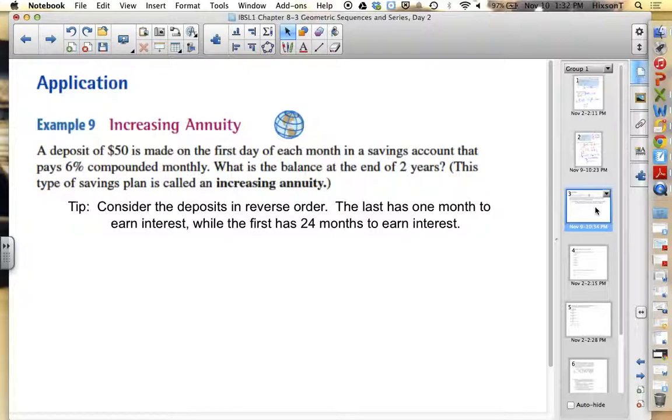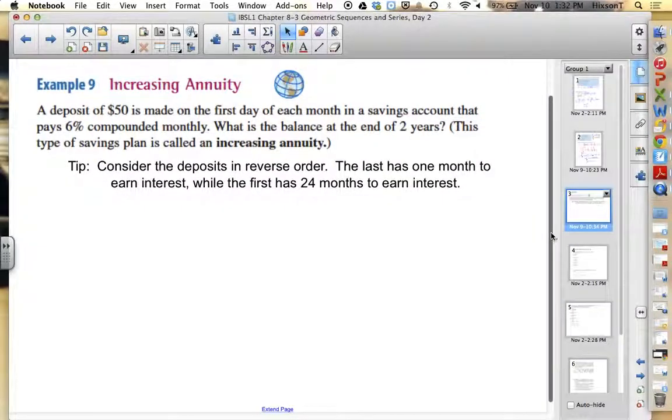All right? Well, what that's called is an increasing annuity. And it's kind of interesting. There are calculators online that you can find for how much this will be worth. But let's just look at an example of this and see how it relates to a geometric sequence. It says a deposit of $50 is made on the first day of each month in a savings account that pays 6% compounded monthly. What's the balance at the end of 2 years?